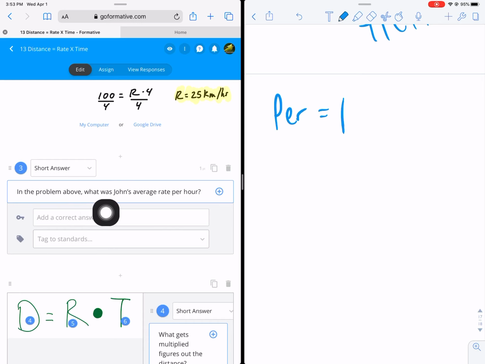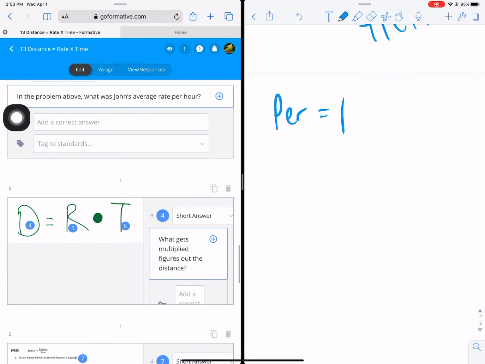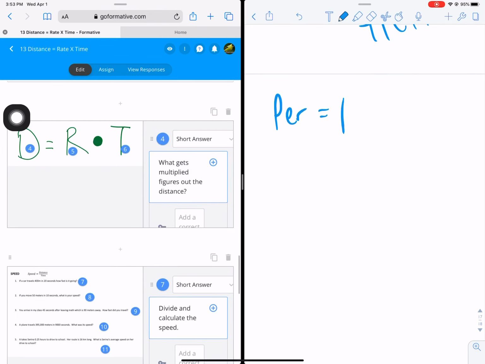And the problem above, what was John's average rate per hour? So you can actually just see that right there. You just plug it in. So far, we haven't done really any work at all except for read and write stuff down.